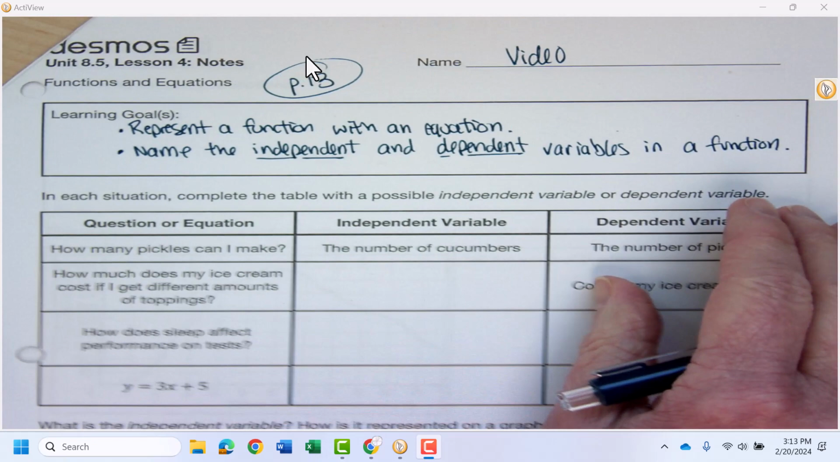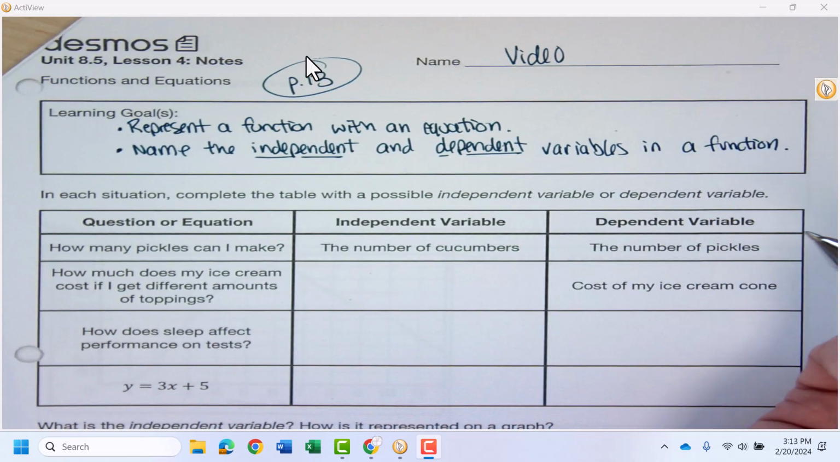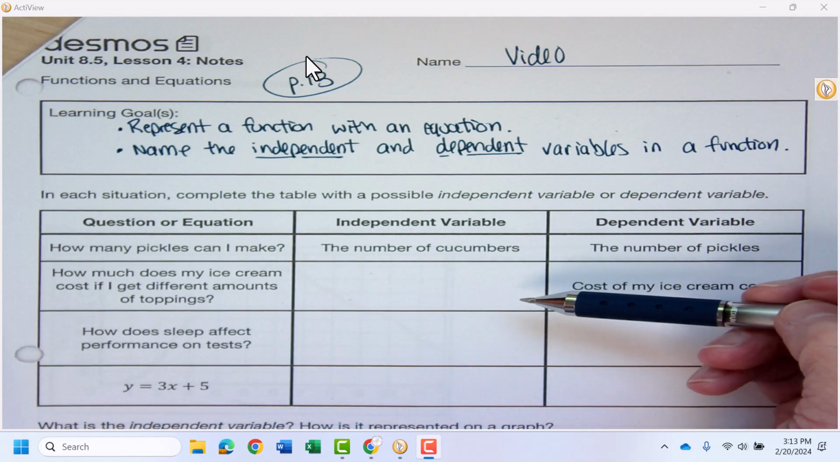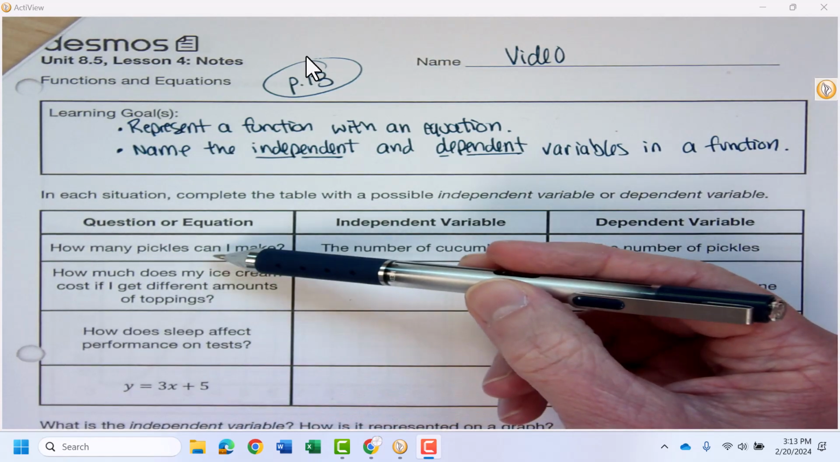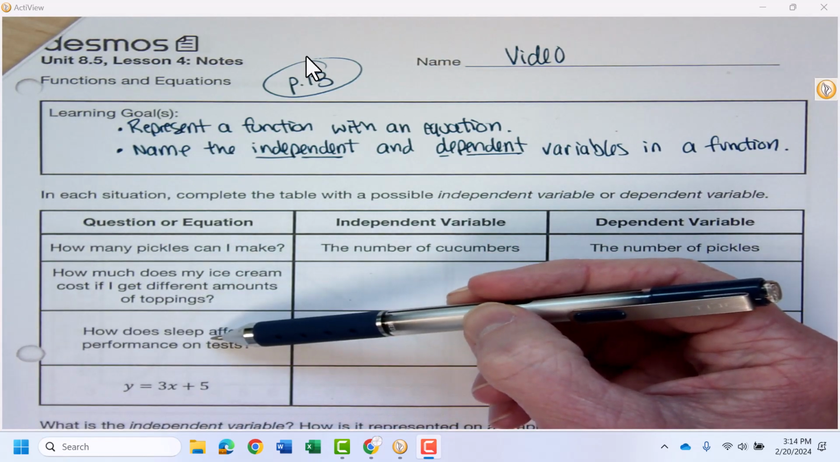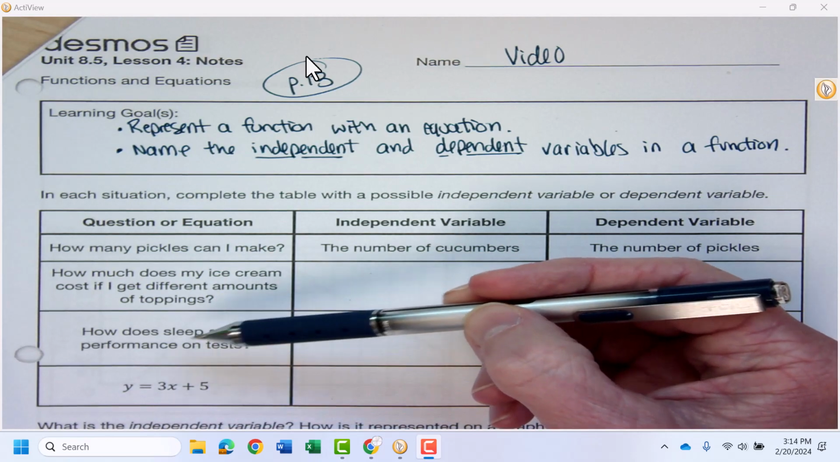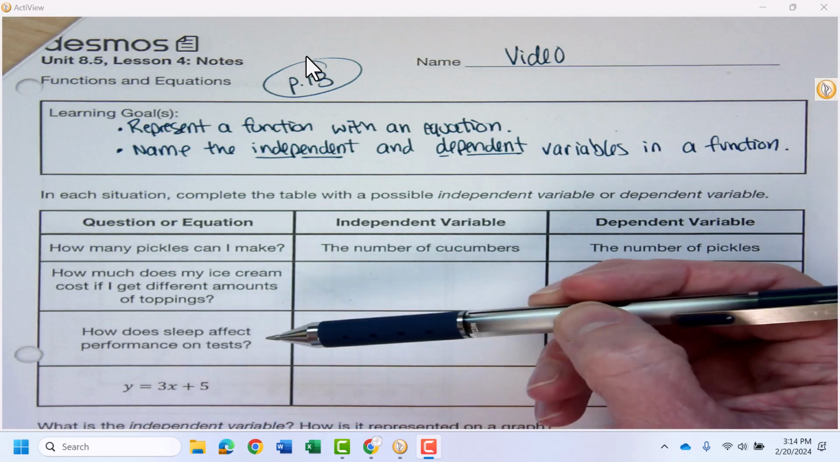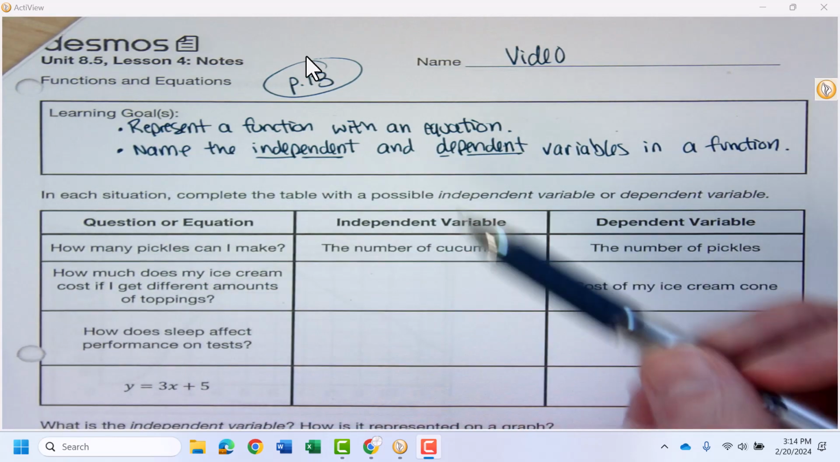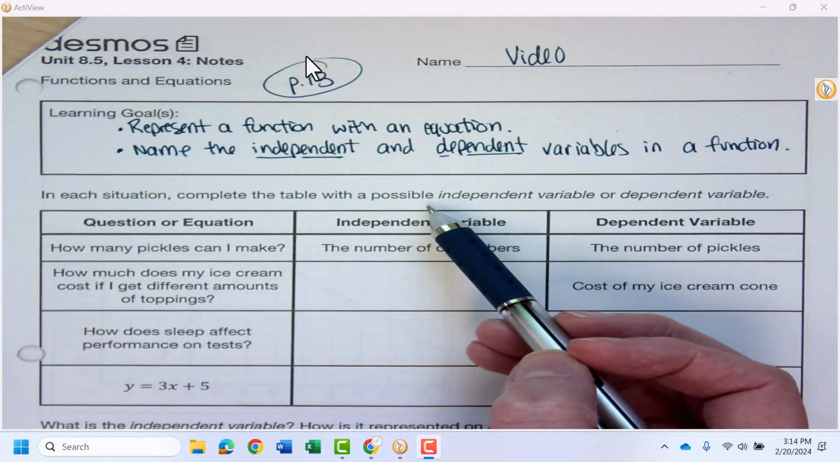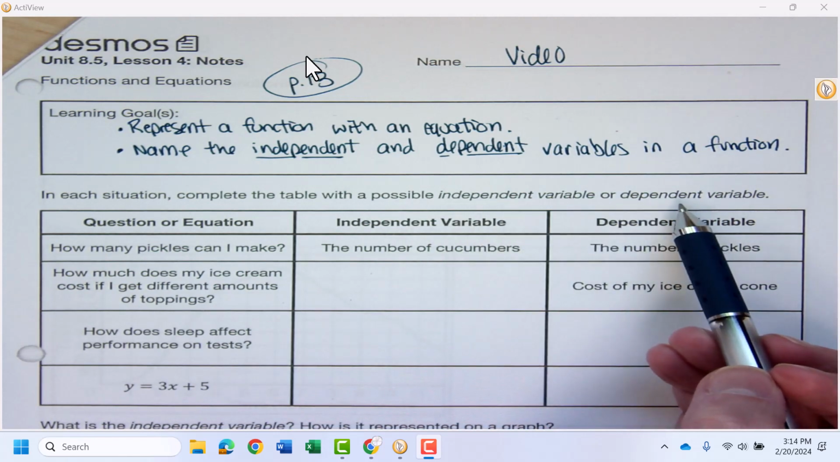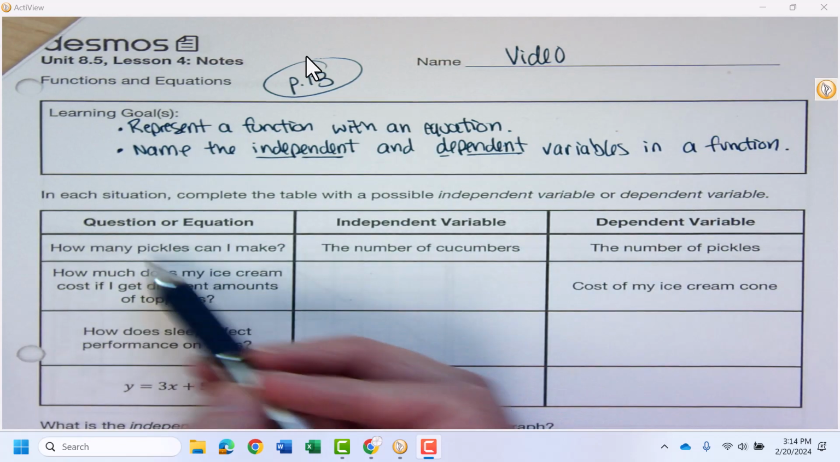Because you're not always told which variable is which. You need to do some thinking. So let's talk about how you should think about a scenario. So we have really three different scenarios that we're going to think, okay, what are my variables? And more importantly, which one depends on the other one? So in each situation, we're going to complete this table with a possible independent variable or dependent variable. Let's take a look at this first one.